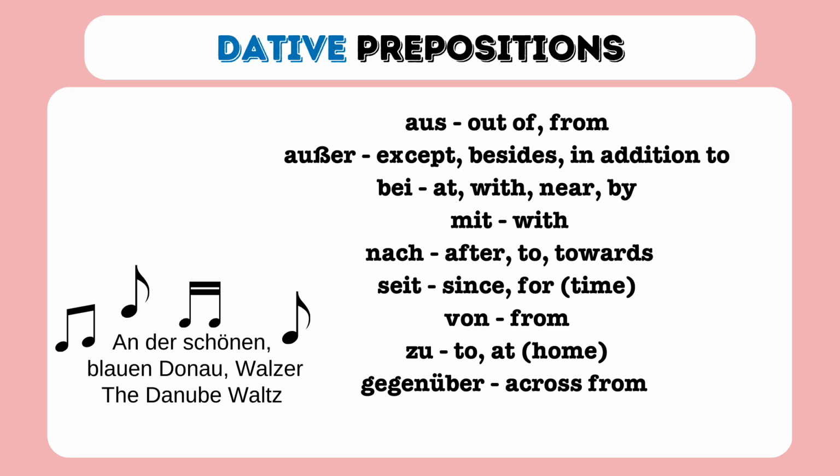If you're looking for a good way to remember the dative prepositions, we again have a song. This time the song is An der schönen blauen Donau, or the Danube Waltz. If you're unfamiliar with how this song goes, it's basically the one that goes da na na na na. You get the idea. Anyway, this works really well with the exception of Gegenüber.